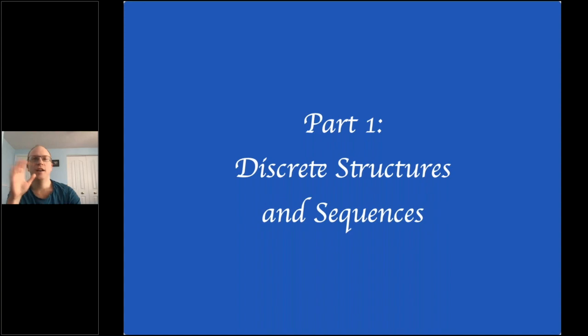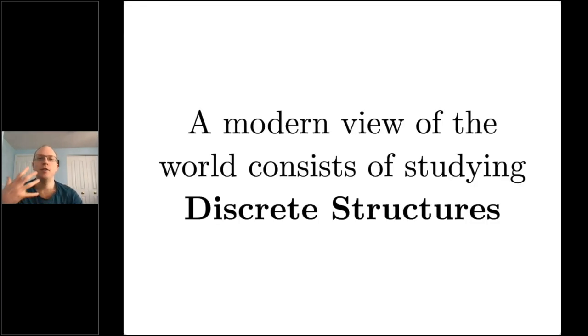So I split this talk up into a few different parts. Part one will just be discussing some of the background for what are the basic objects and tools that we have in enumerative combinatorics. First we're going to talk about discrete structures. A modern view of the world, not necessarily mathematics, but just the world in general, consists of studying discrete structures. A discrete structure is like a big structure that's made up of smaller components. So there are some indivisible components that comprise the whole structure.